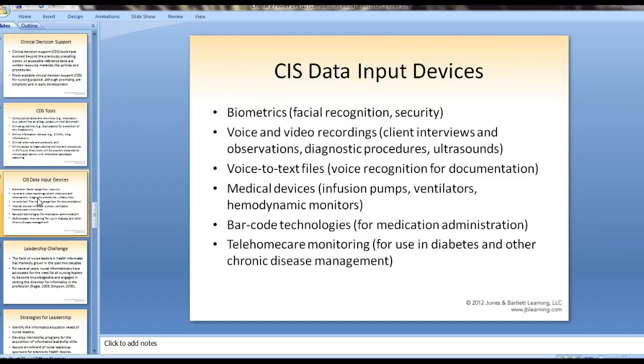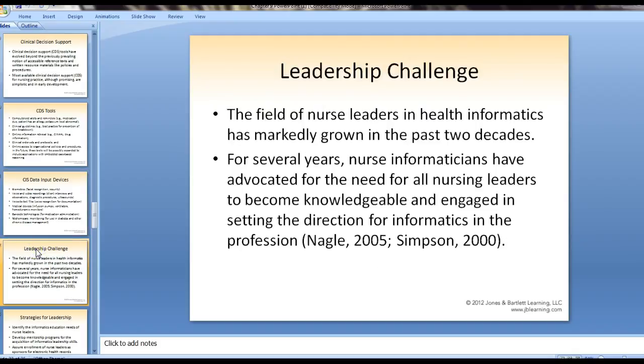I use the blood sugars right now for my patients. We're in a pilot program that's awesome. So what's the leadership challenge?